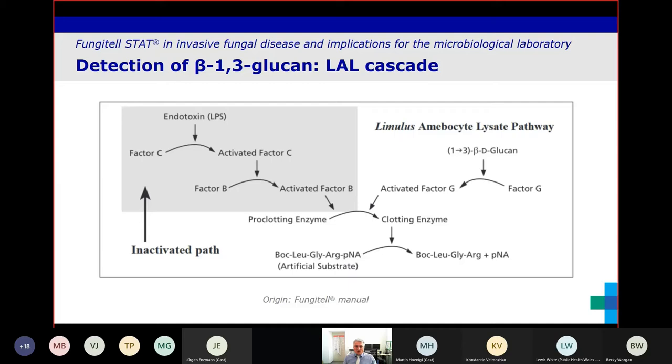Let's change a little bit to the Fungitell assay. As probably most of you know, the Fungitell assay uses the limulus amebocyte lysate cascade. This is like an ancient immune system of the horseshoe crab. And you use the lymph liquid of the horseshoe crab to detect either LPS or glucan. And in the Fungitell assay, the LPS arm is inactivated, which leaves you only with a glucan-induced arm of this coagulation cascade, which leads at the end to a color reaction that you can detect with a normal photometer.